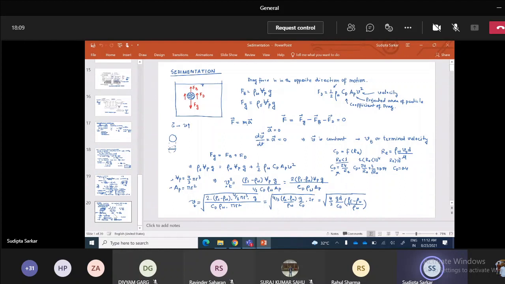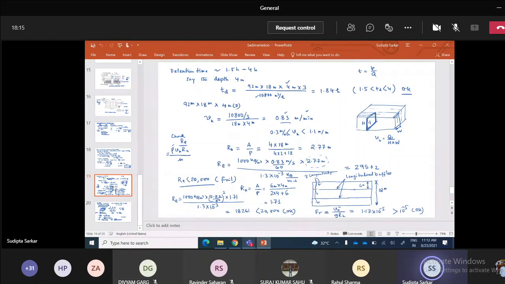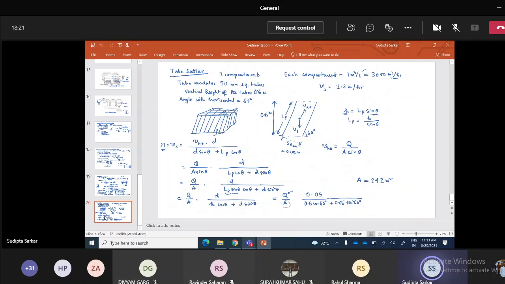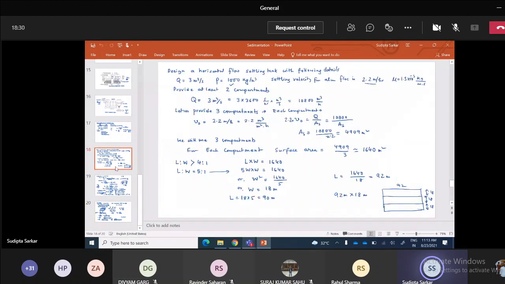So we have been discussing the design of a treatment plant, I mean a sedimentation basin, where we tried to do a plain sedimentation basin with a flow of 3 meter cube per second. We first decided that we'll have at least 2 compartments, and then we ended up having three compartments, each having 92 meter by 18 meter space.